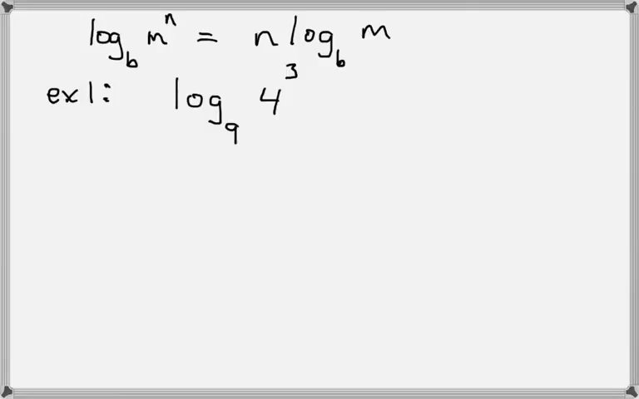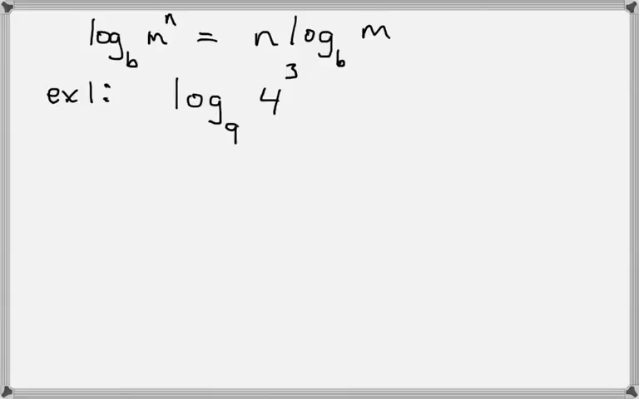A refresher on what is the power property of logarithms. That power property states that the log base b of m raised to the n is equal to n times the log base b of m. So we can use that property to go back and forth between those two versions.